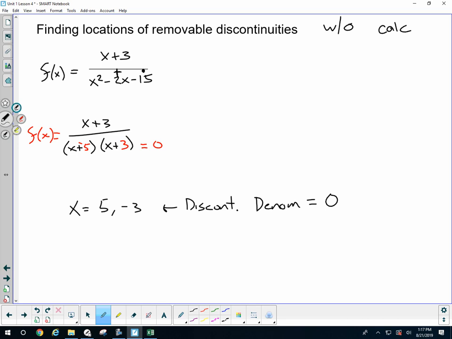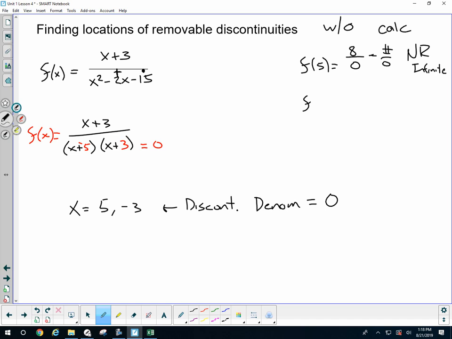The next thing I'm going to analyze is, is this a removable or a non-removable discontinuity at these locations? So what type of discontinuity do I have? Well, if I plugged in 5, I would get 8 over 0. I know I would get 0 because plugging in 5 would be 0 times 8, that's 0. So again, I have some number over 0. That is telling me that I have a vertical asymptote or a non-removable discontinuity. Non-removable infinite discontinuity.